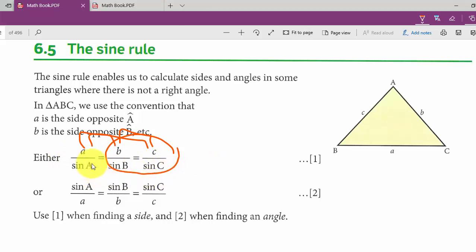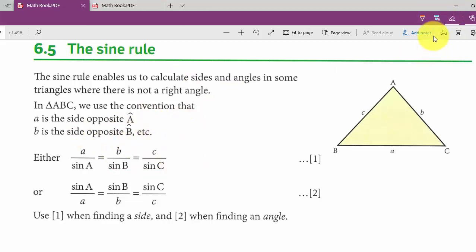Similarly, when we say A over sine of A is equal to B over sine of B, the upside down, flipped version of this equation is still true. Sine of A divided by A, which is the side opposite, is equal to sine of B divided by B. So what's the difference between these two?